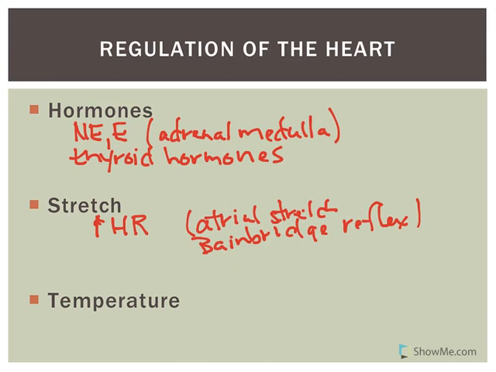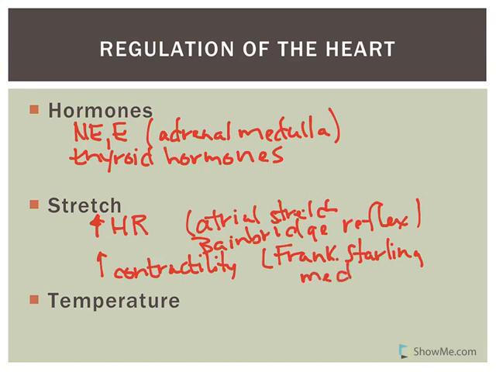Also, if you have more blood in the ventricles, that would stretch out the muscle, and that will actually increase contractility. That is something you'll learn about, referred to as the Frank-Starling mechanism or law of the heart. That's something, again, that you'll learn a lot about in AMP2. Now, temperature also affects heart rate. Higher temperatures increase heart rate, lower temperatures decrease heart rate.